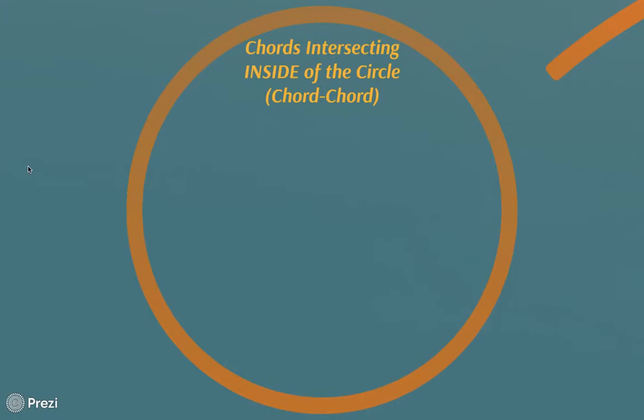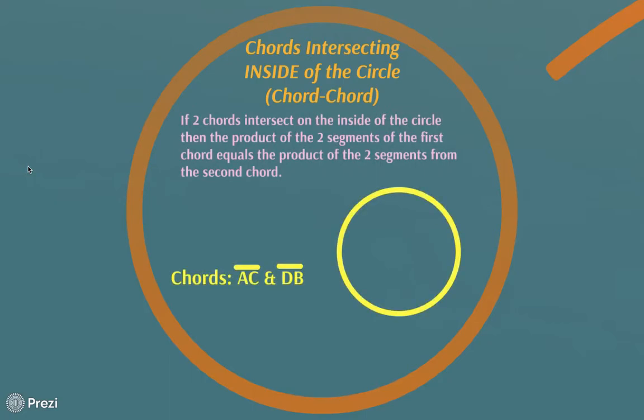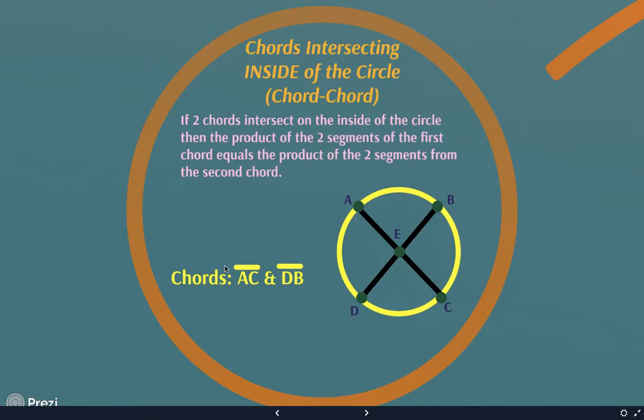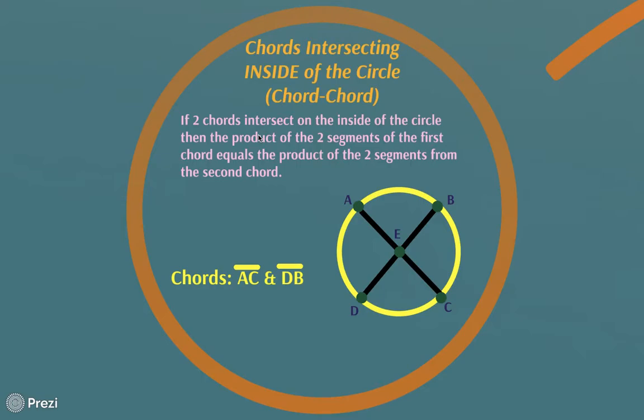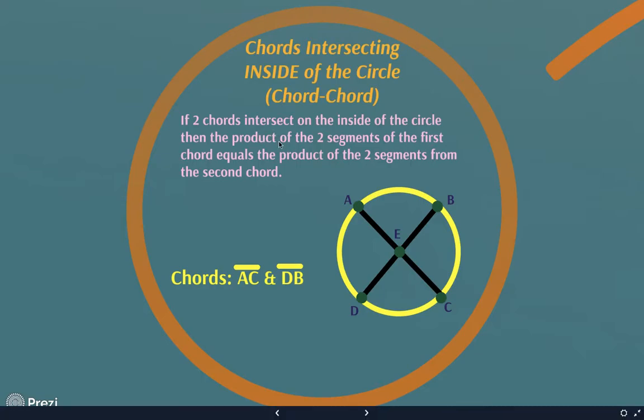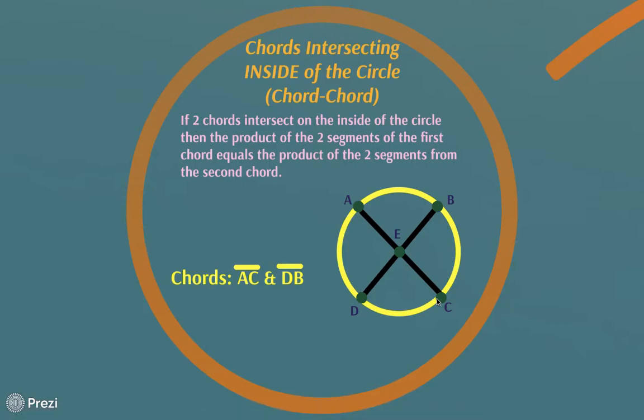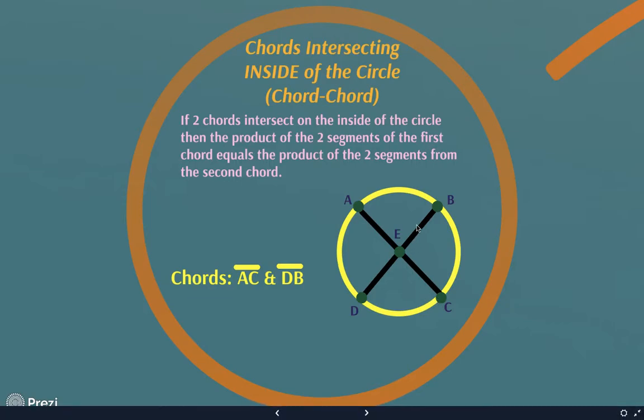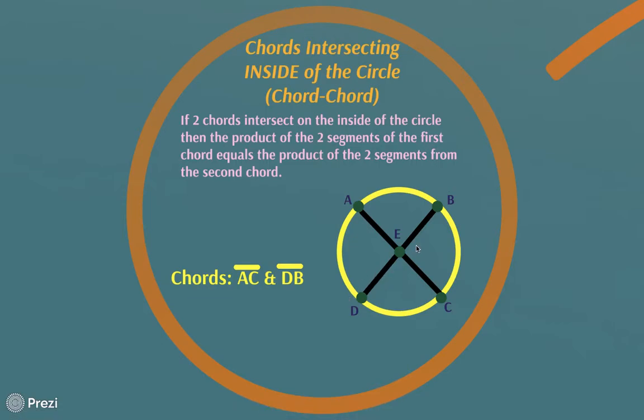So the first type of relationship we're going to talk about are chords that are intersecting inside of the circle, which I'm going to call the chord property. In this circle, we have chords AC and DB. If two chords intersect on the inside of a circle, then the product of the two segments of the first chord equals the product of the two segments from the second chord.